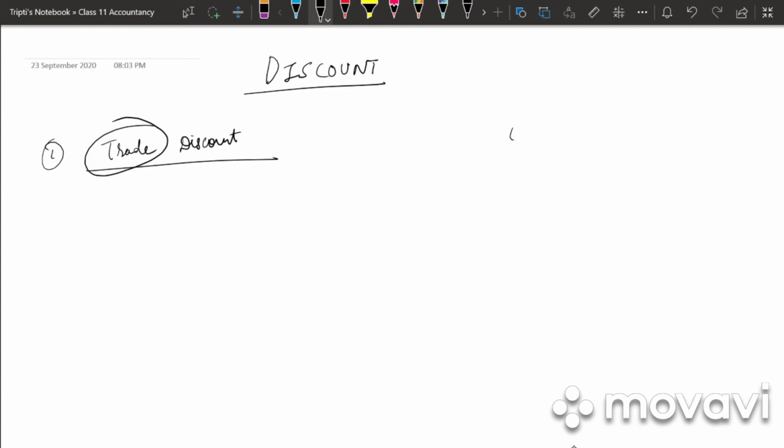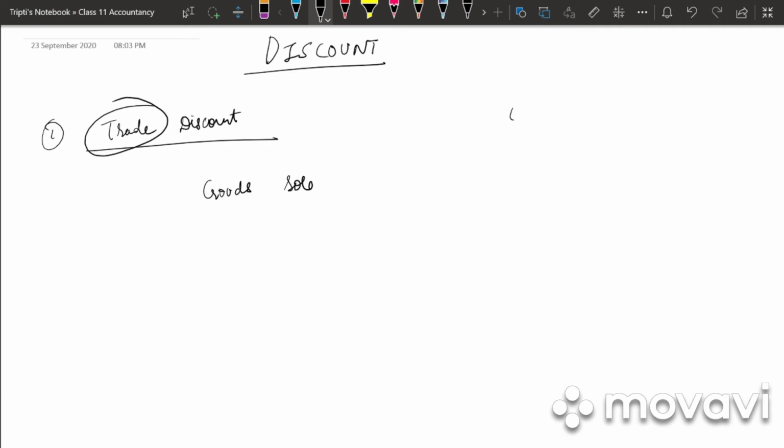Both on credit as well as cash transaction. Since it is related to the purchases and not to the payment. Okay, so इसकी journal entry कैसे लिखी जाएगी? Let me give you an example.